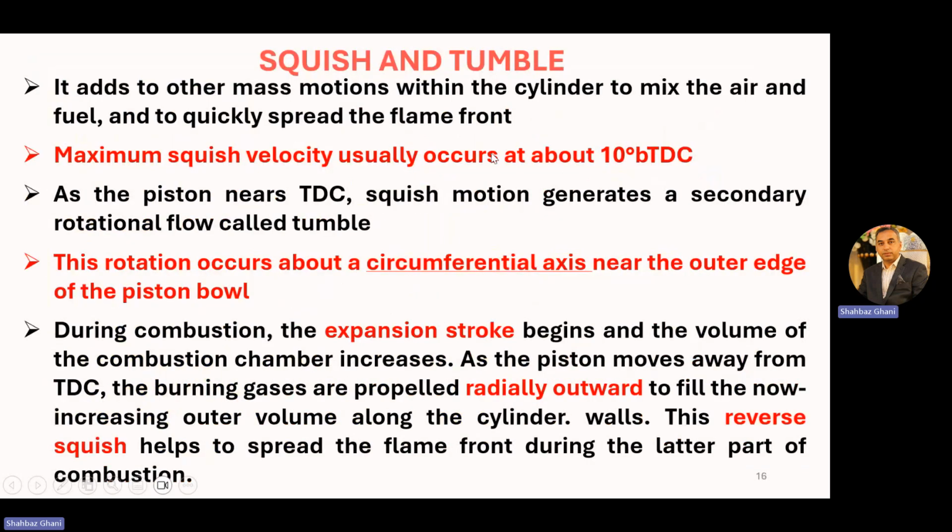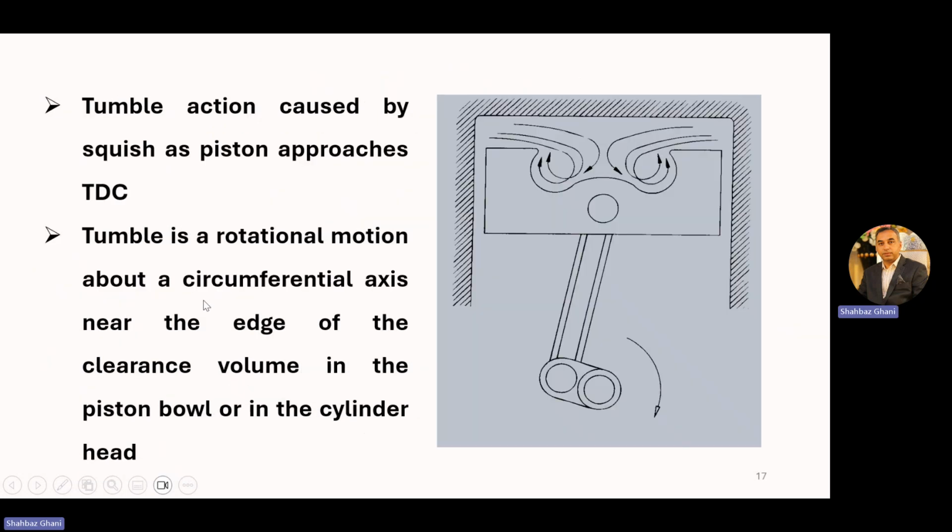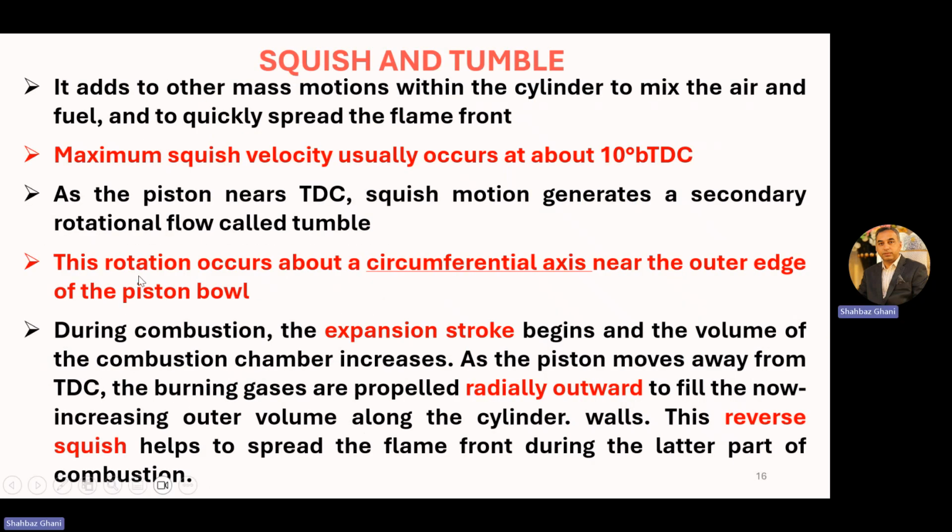Maximum squish velocity usually occurs at about 10 degrees before TDC. As the piston approaches TDC, squish motion generates a secondary rotational flow called tumble. This rotation occurs about a circumferential axis near the outer edge of the piston bowl, like this.